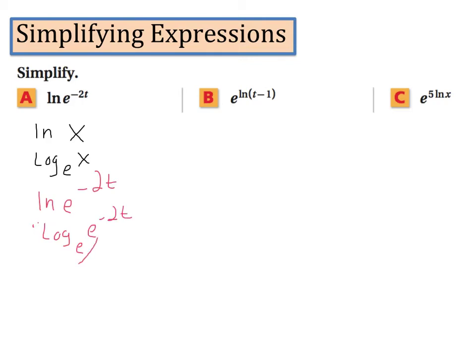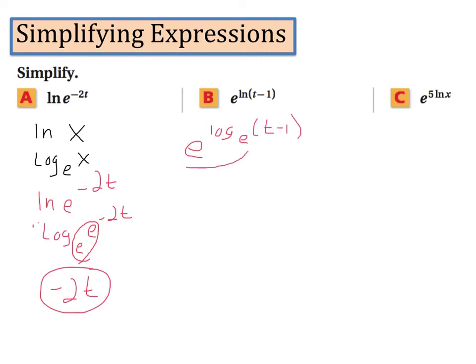Now we know because of the inverse property, whenever these two are the same, they cancel each other out, and all we're left with is negative 2t. For part B, we have e raised to the ln t. Once again, remember that ln is just log base e, and we now have a quantity of t minus 1. Now once again, the inverse property tells us if these two terms are the same, these get canceled out, and we're left with t minus 1.